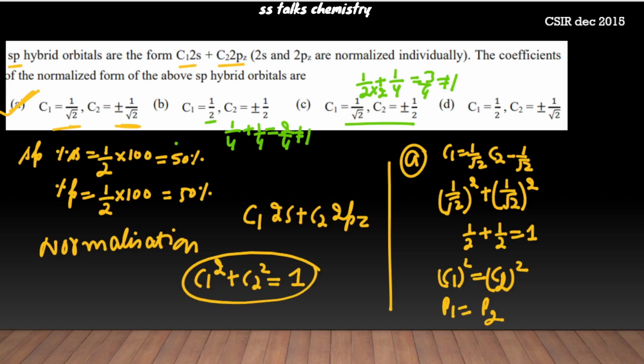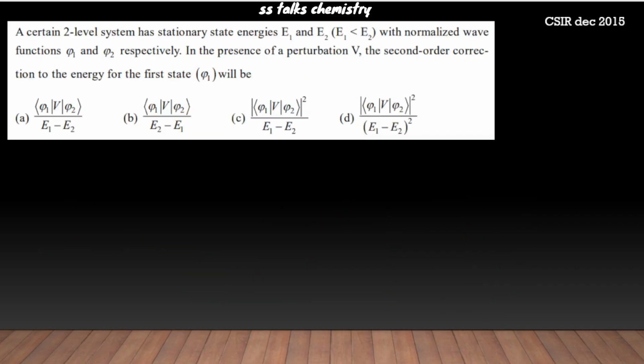And in option D also it will be 1 by 4 plus 1 by 2. That is again 3 by 4, which is not equal to 1. Right? So option A is the most apt answer in this case. Okay, so moving on to our next question, that is this one.